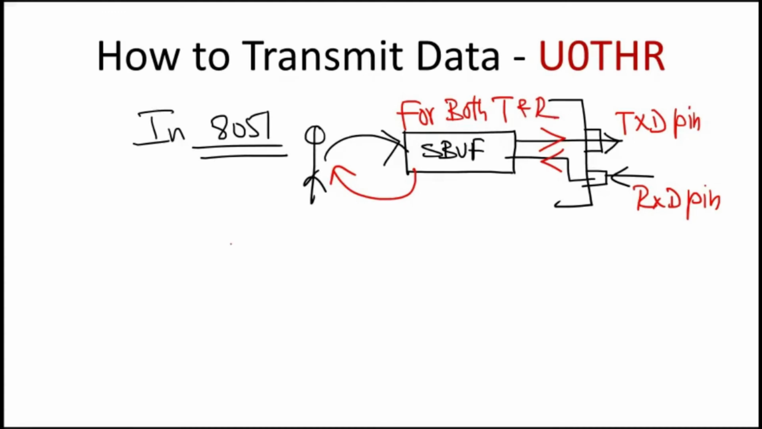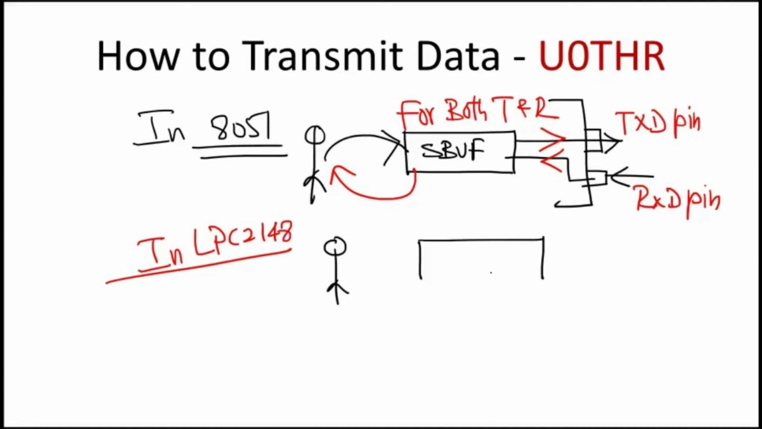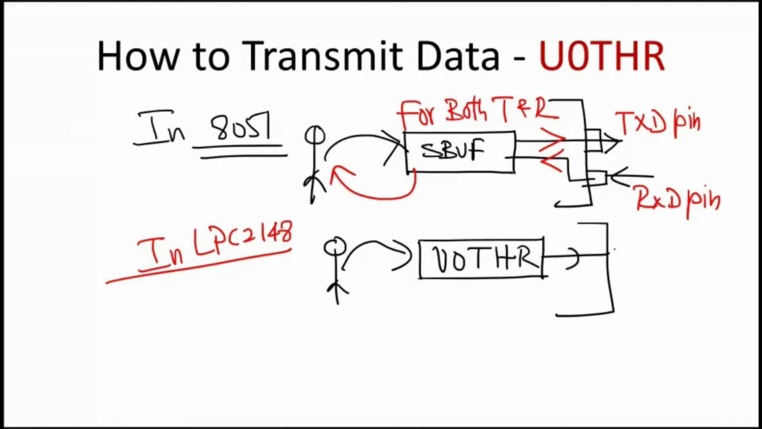The difference in LPC 2148 is you have two separate registers for transmission and reception. The register which is used for transmission is the UART0 transmit holding register. It is holding whatever you are transmitting. The microcontroller takes whatever value you put into the transmit holding register and serially clocks it out via the transmit data pin.